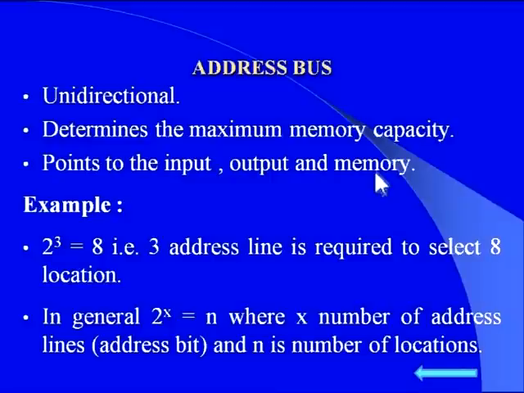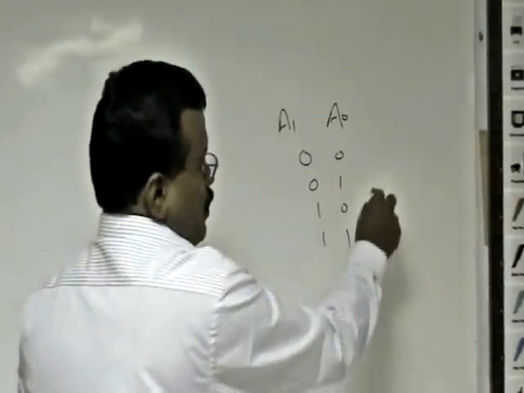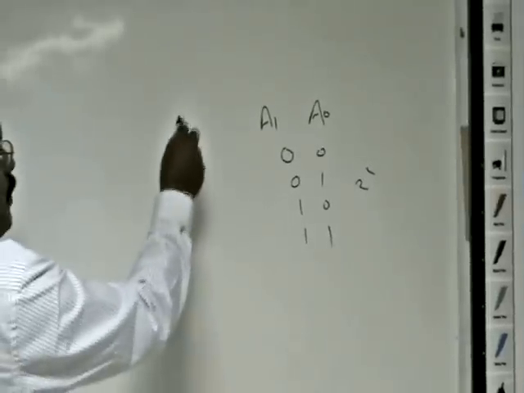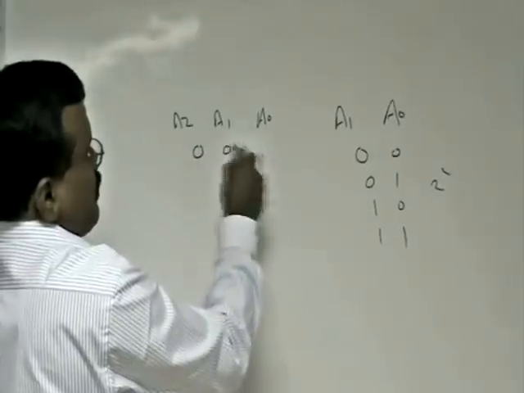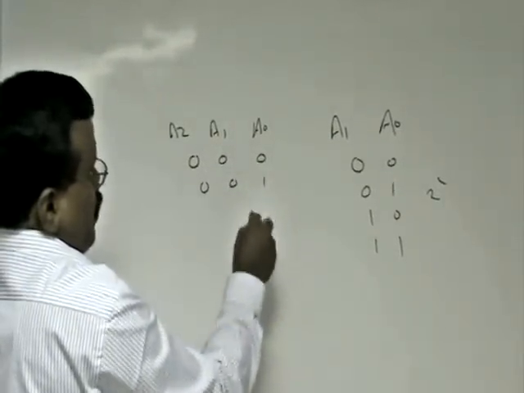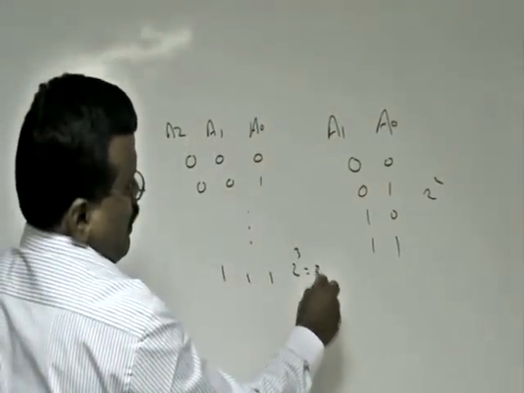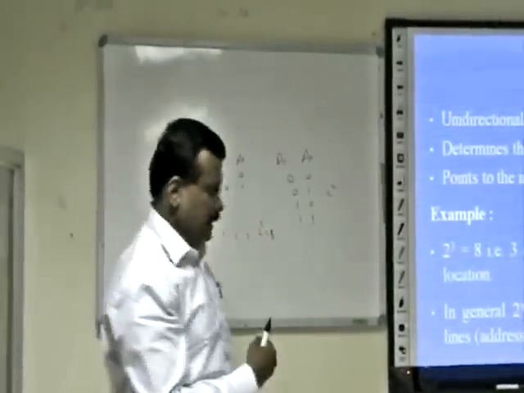If a microprocessor consists of only two address lines, the two address lines, A0 and A1, may have the values 00, 01, 10 and 11. So we can have four different locations with two address lines. If a microprocessor has three address lines, A0, A1, A2, then the lines may be 000, 001, up to 111. That is, the number of combinations is 8. That is 2 to the power of 3 is 8. So if the number of address lines is increased, the addressable locations also increase.